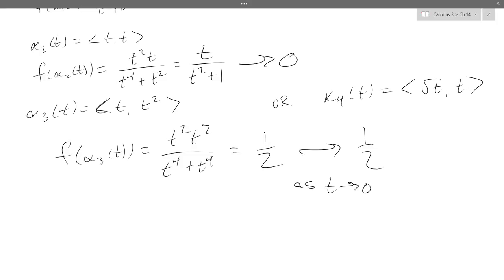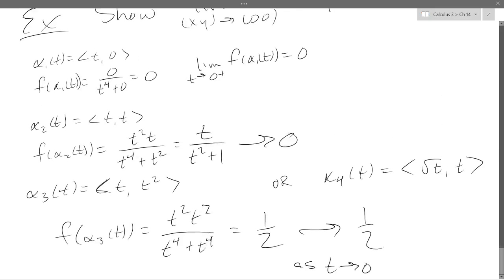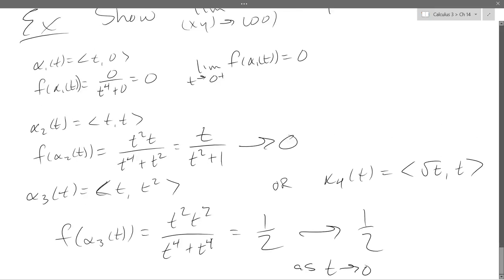Now there's lots of ways to get zero on this one. For example, I just did t, t and that got me zero. So there's a lot of ways to approach that'll give you zero. But again, a lot of ways giving you zero is not the same as every way giving you zero.